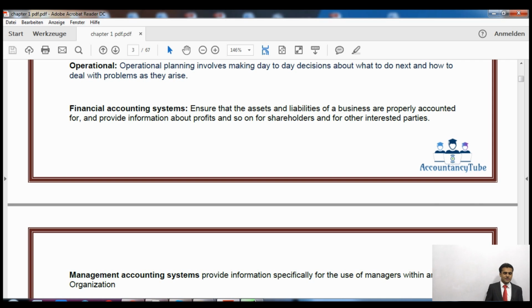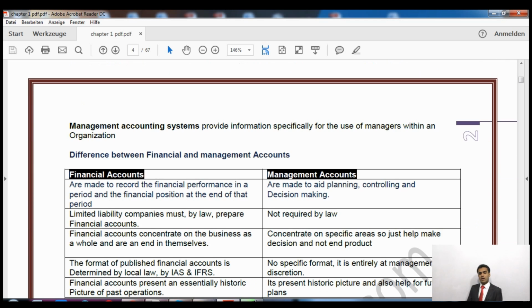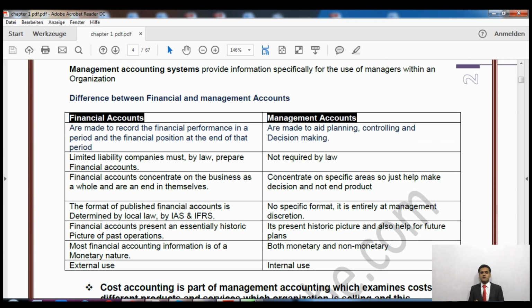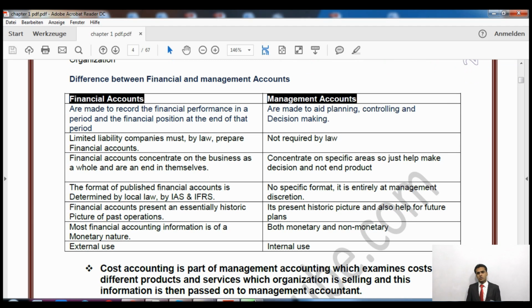Now the difference between financial accounting and management accounting. Basically accounting is a subject, and there are two different types of accounting. Which ones? Not cost and management accounting, but management accounting and financial accounting. One is management accounting, another one is financial accounting. Right?